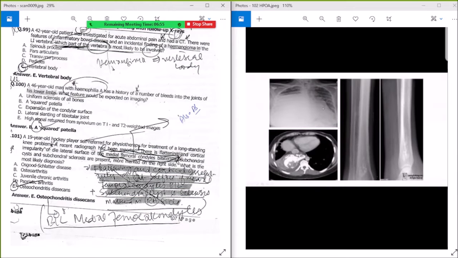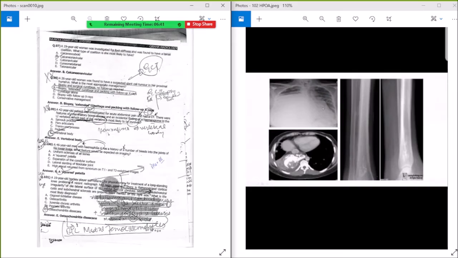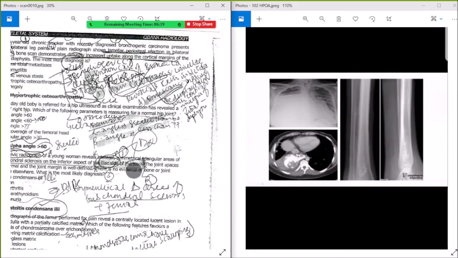Osteochondritis dissecans, with bilateral medial femoral condyles involved. In a 19-year-old hockey player, the radiograph shows flattening and cortical irregularity of the lateral surface of the medial femoral condyle bilaterally, with subchondral cysts and sclerosis, more marked on the right side. Most likely diagnosis: osteochondritis dissecans. It is seen in hockey players and runners.